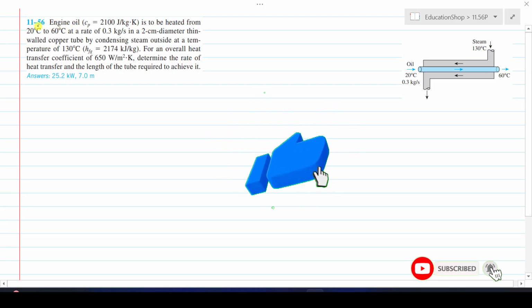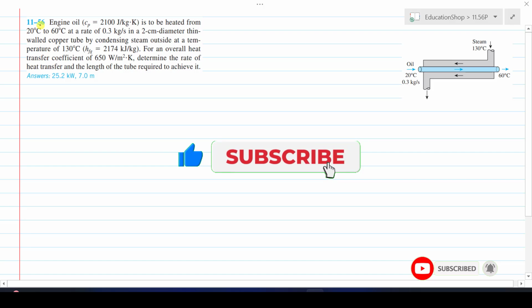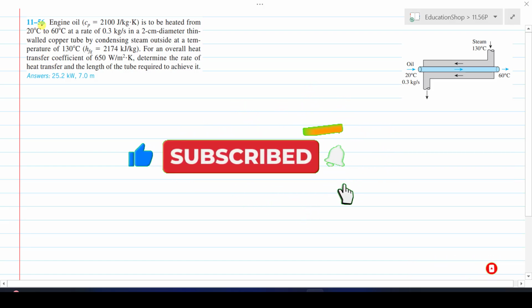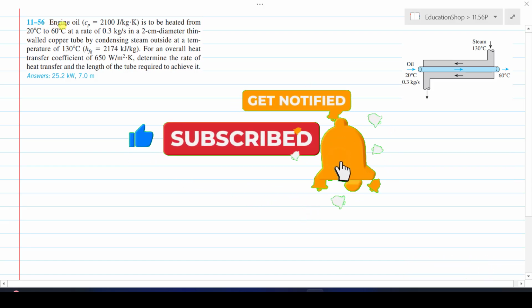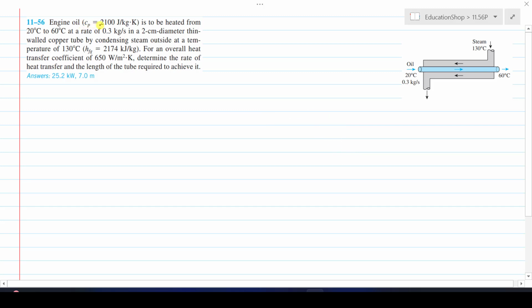In this video we solve problem 11.56 from the book Heat and Mass Transfer by Singh, 5th edition. Here is the statement of the problem. Engine oil, Cp value 2100 joule per kg Kelvin, is to be heated from 20 centigrade to 60 centigrade at a rate of 0.3 kg per second in a 2 centimeter diameter thin walled copper tube by condensing steam outside at a temperature of 130 centigrade.